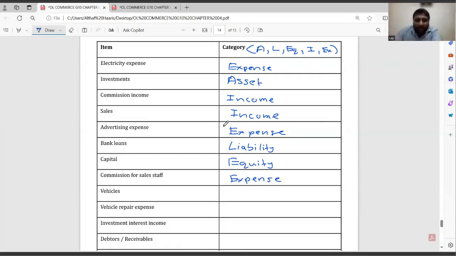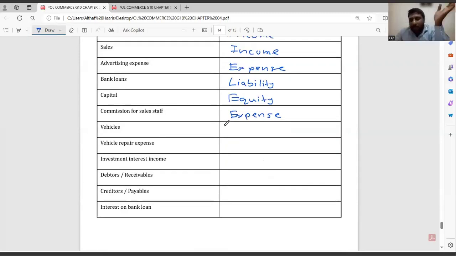Vehicles, car, van, bike, lorry, bus, all those are assets. Repair expense. The name itself has expense. In the name itself, you have expense. What is this? Investment interest income. Income. When you invest money, you will get extra return. That extra return is income.